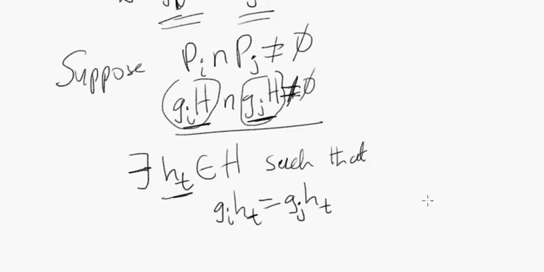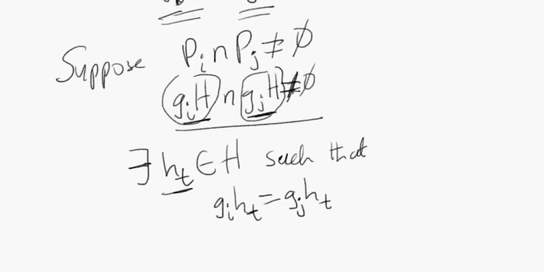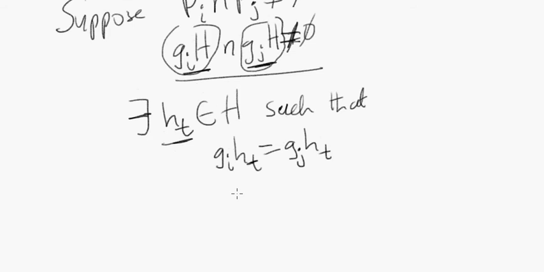Does that make sense? Okay. But what does this end up meaning? Well, HT is a group, right? Which means that if you have a group, HT is an element of the group H. HT was taken to be an element of the group H.